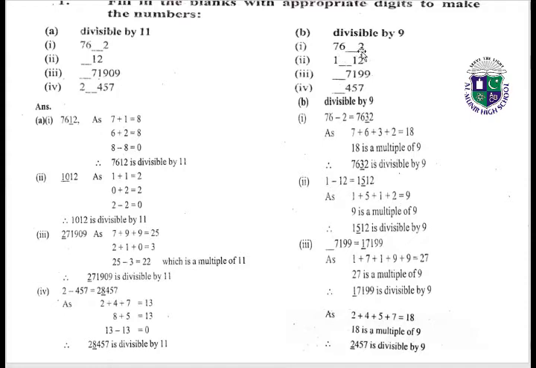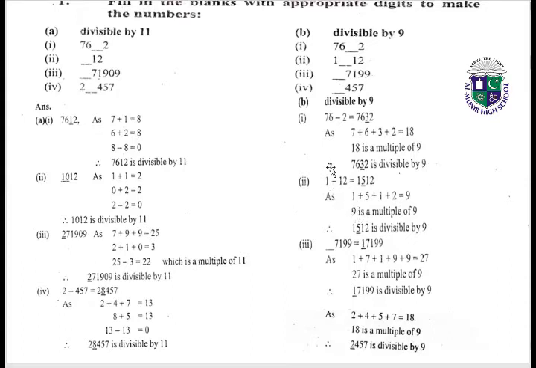7, 6, missing number, and 2. 7, 6, 3, 2. 7 plus 6 plus 3 plus 2 equal 18. 18 is a multiple of 9. 7,632 is divisible by 9.